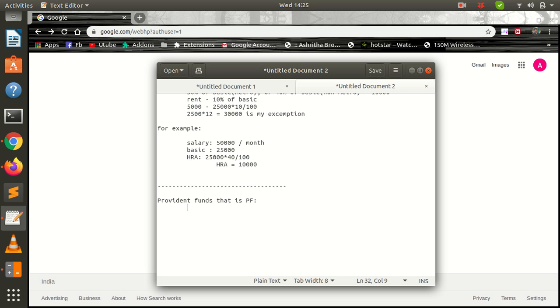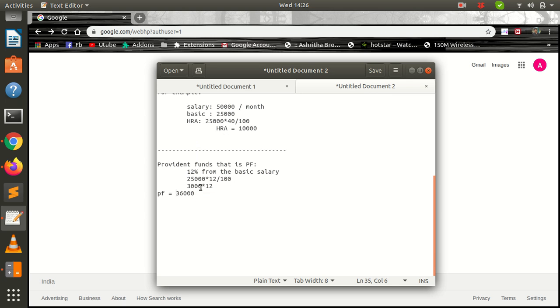So how is this PF calculated? 12% of the basic salary is considered as PF. My basic salary is 25,000, out of which 12% is around 3,000. So for 12 months, 36,000 is my PF, which I need to pay to the government.